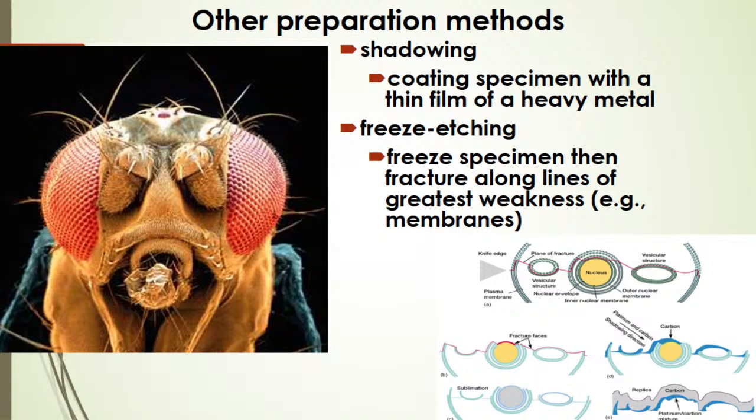Another preparation method is shadowing. For investigations of insects and some organs, we coat the specimen with a thin film of heavy metal. In this case, we get a fully three-dimensional image, colorized with special techniques. Then freeze etching: the specimen fractures along lines of greatest weakness after freezing with liquid nitrogen. As a result, we see the structure of three-dimensional nuclei and mitochondria.